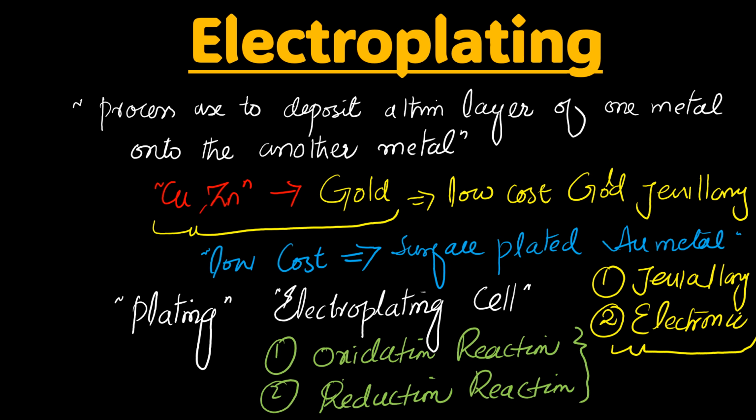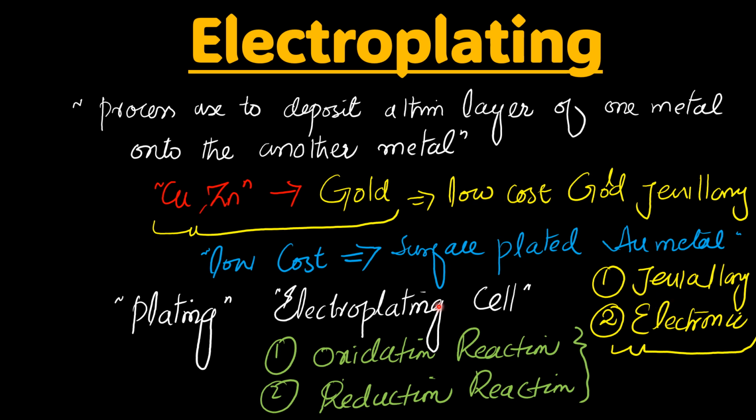So, dear student, in simple words, if I define it, electroplating is a process in which we deposit a thin layer of one metal on the surface of a bulk of another metal. Or in the electroplating process, we take one metal and deposit it on the surface of another metal. Due to deposition of that layer on the surface of another metal, we change the physical properties of that bulk metal. The most common use of electroplating is in the jewelry industry.